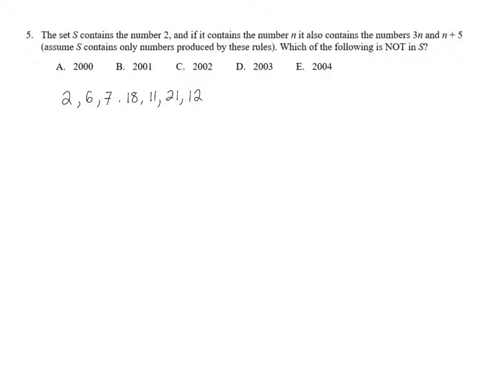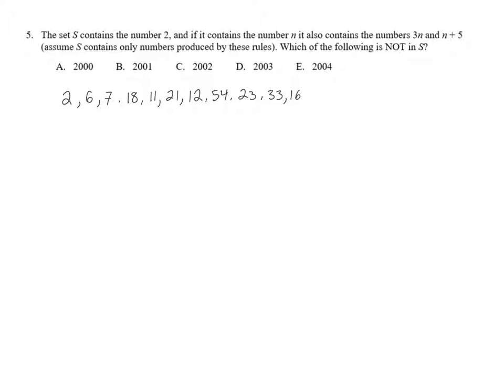And we can keep doing this as much as we want with all these numbers. We can look at 18 and take 18 times 3. We end up getting 54. Or 18 plus 5, we get 23. So those numbers are also in the set. Or we could take 11. 11 times 3 is 33. And 11 plus 5 is 16. So these numbers are also in the set. And we could keep going and going and going and listing more and more numbers.